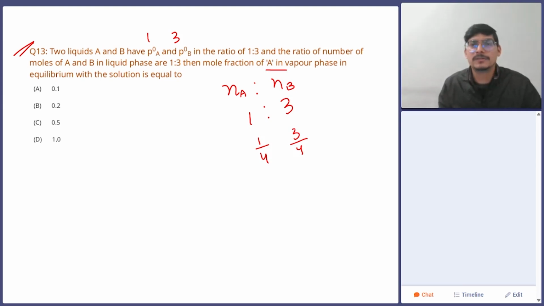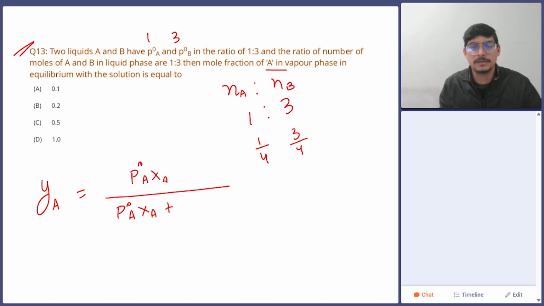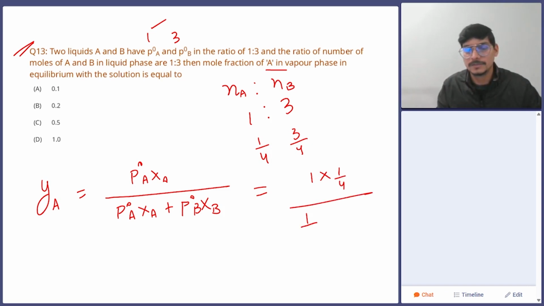The question is the mole fraction of A in the vapor phase, right? So the mole fraction of A in the vapor phase, we can denote by YA, which is PA by P total, and which in turn is P0A XA divided by P total, which is P0A XA plus P0B XB. So you don't have to assume any variable as such because it's a ratio. Whether you assume something like X or Y, they will cancel. So P0A is given to be 1, and the mole fraction of A is given to be 1/4, right? So that's 1/4. And for B, the pure vapor pressure is 3, and the mole fraction is 3/4, right?